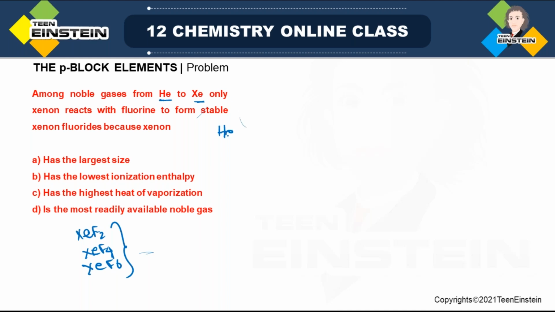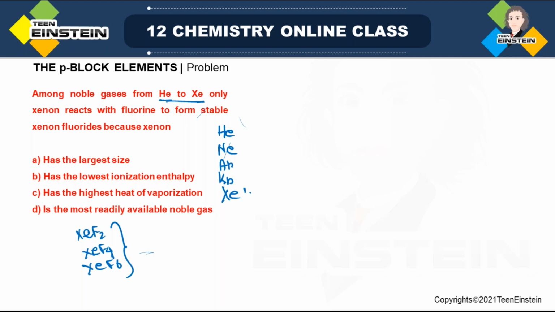Now if we write them down the group: helium, neon, argon, krypton, xenon. So xenon is the last element among these, because it is saying helium up to xenon. It has the largest size. Now this is correct, but the statement may be correct, but is it the actual reason for which xenon is making maximum compounds?